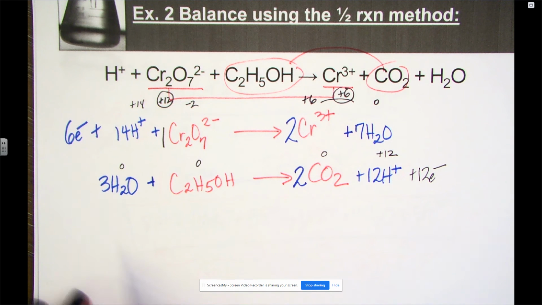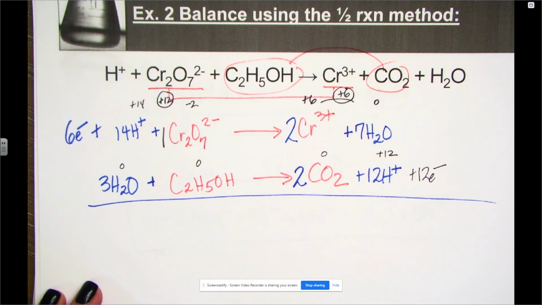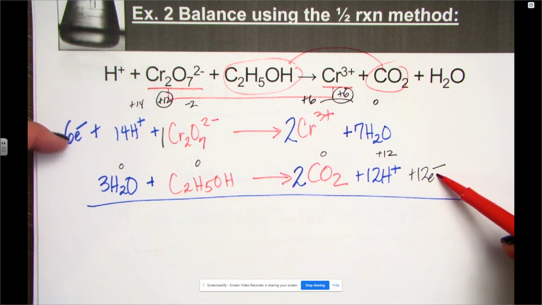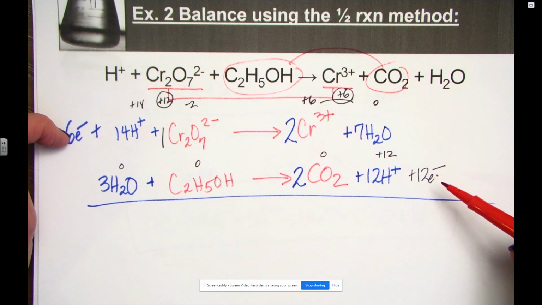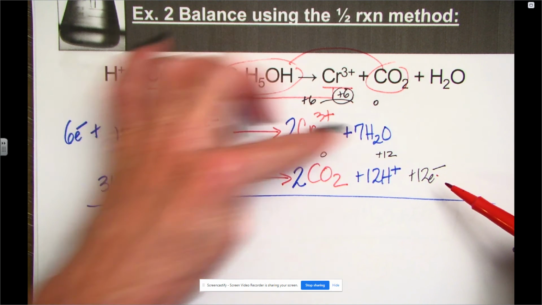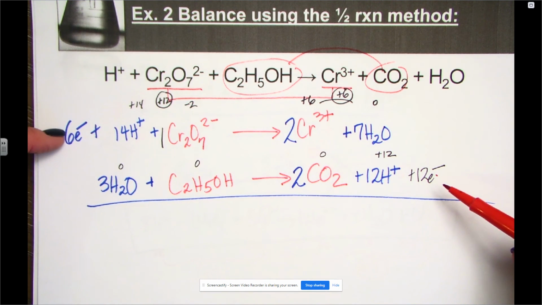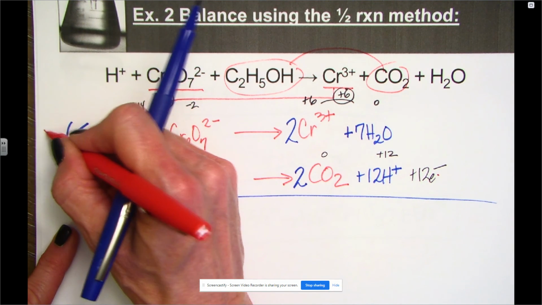Now, before I add these back together, remember, you've got to make sure all the electrons cancel. So I have 12 electrons here and 6 electrons here. The only way to get all the electrons to cancel is to multiply this top half reaction by 2. So we're going to multiply this whole thing by 2.